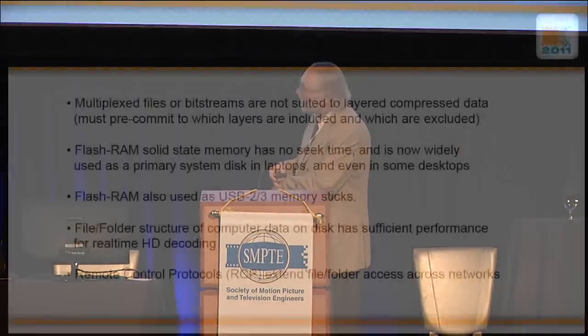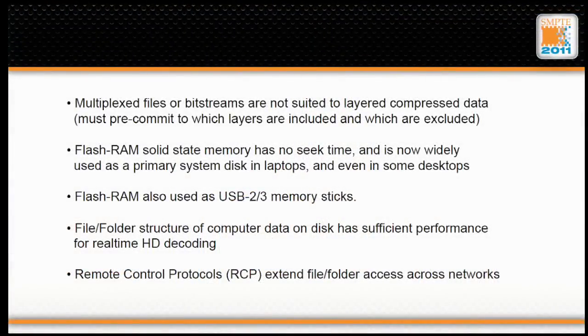In compression, we're used to multiplexes containing a compressed data stream, like MPEG-2 is typically a multiplex. And the problem with a multiplex is that you have to pre-commit to what's in the multiplex and what's not in the multiplex, which means that if you want to have a layered structure, it's not really very suitable. All you can do is not look at some part of the multiplex, but all the bits have to be there up to whatever layer you want.